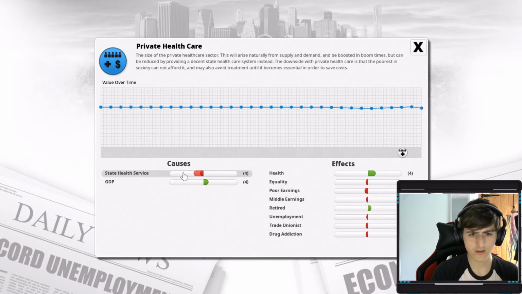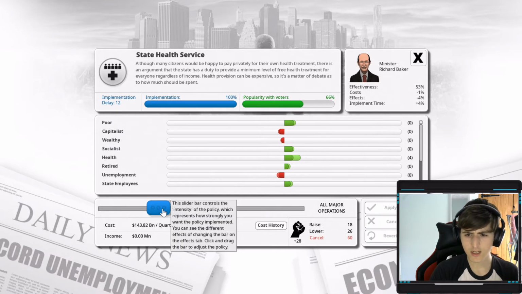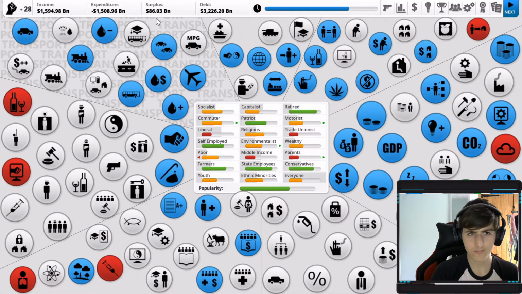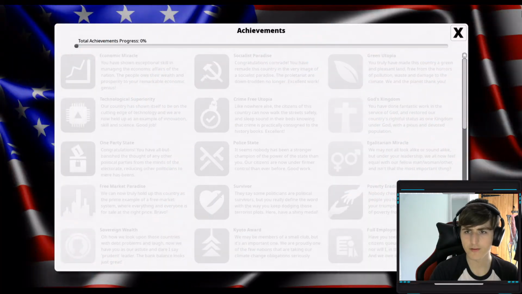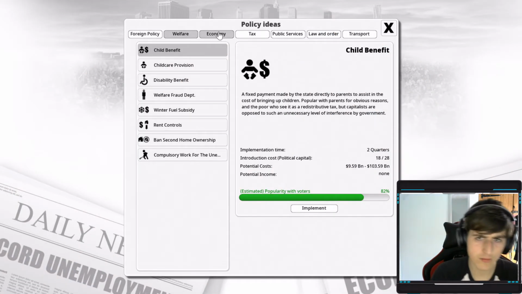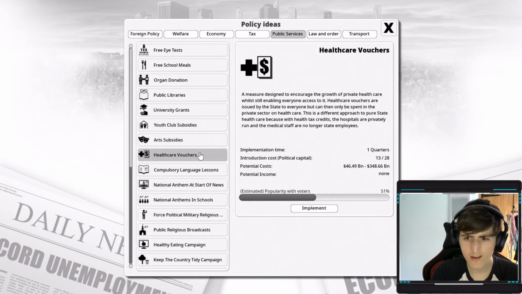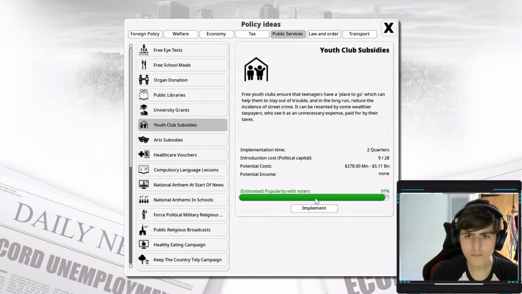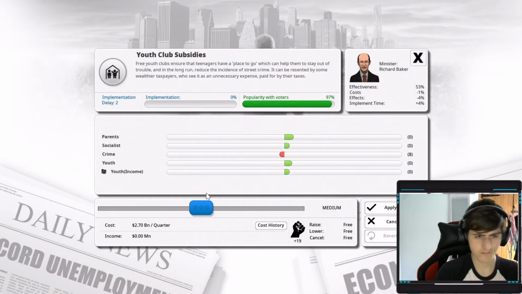Private healthcare is not something I really want to look at. State healthcare I could improve even further. Not massive surplus, that's the only thing. There has to be something that can help us a little bit with that. Healthcare vouchers maybe? Very expensive though. I tell you what, that is a good idea.